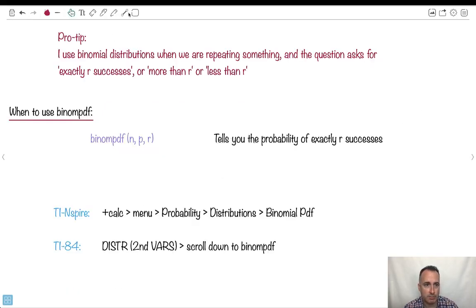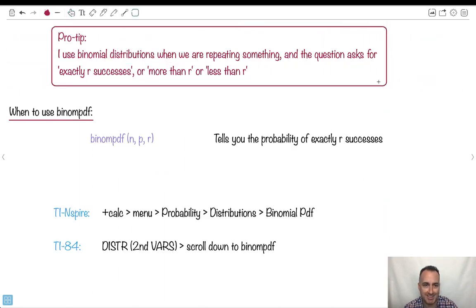So here's a little pro tip that I like to give: I use binomial basically if I'm not sure what to do in a question. When we're repeating something a bunch of times and the question asks for exactly 5 successes, or more than r successes or less than r successes, something like that, that's when I use binomial distributions. Now on the TI Inspire and the TI 84, they call it binom PDF. I can't remember on the Casio, I think it's like BCD and B, something like that. So they use a short form, but it's very similar.